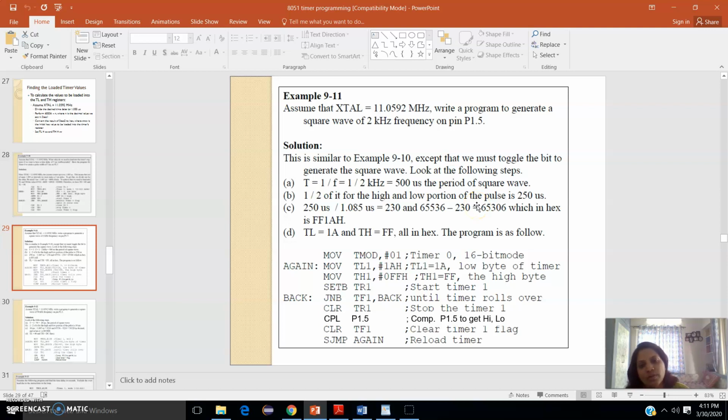So 250 divided by 1.085. Whatever value we get, we subtract from 65535, and we get some value that is converted into a hexadecimal value. Whatever hexadecimal value we get, we divide it into two parts: FF we put into the TH register and 1A we put into the TL register, and in this way you write the program. The remaining part of the program is the same. Only the TH and TL register values need to be identified.